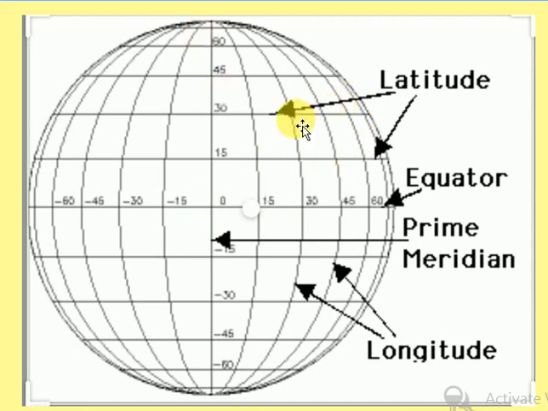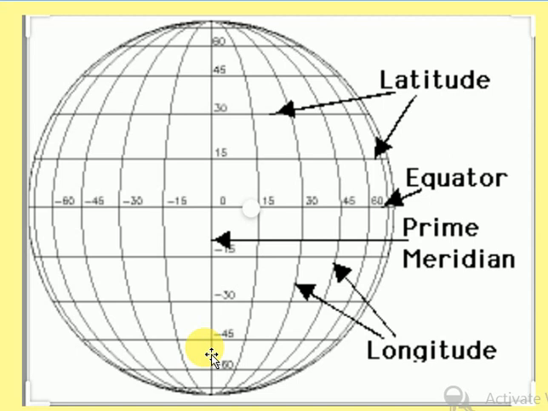Again, to make it easy, these are your latitudes, these are longitudes. The vertical lines are your longitudes, and the horizontal lines are your latitudes, the black lines. And this is your equator. So midway, the equator divides the Earth into two hemispheres. Above the equator is your northern hemisphere, and below the equator is your southern hemisphere.